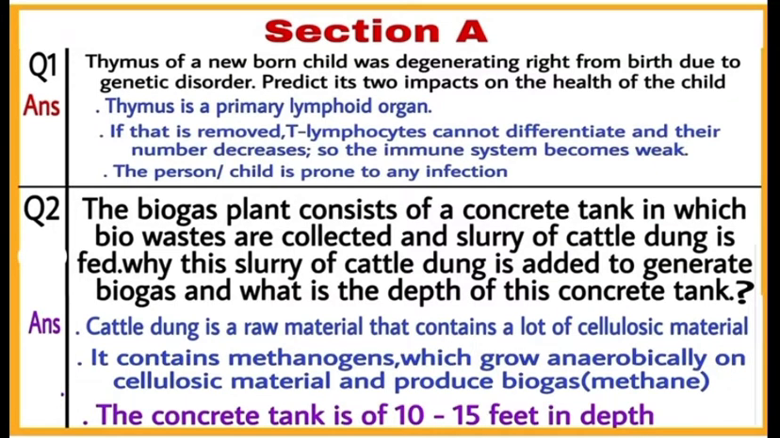Question number 1. Thymus of a newborn child was degenerating right from birth due to genetic disorder. Predict its 2 impacts on the health of the child.